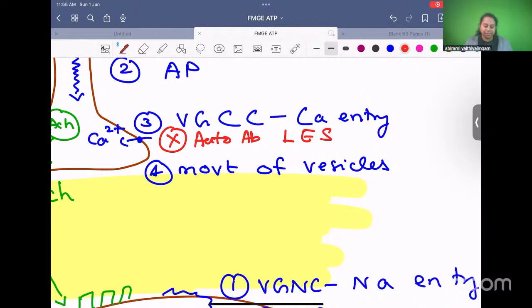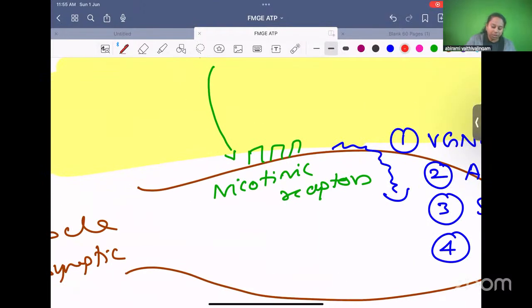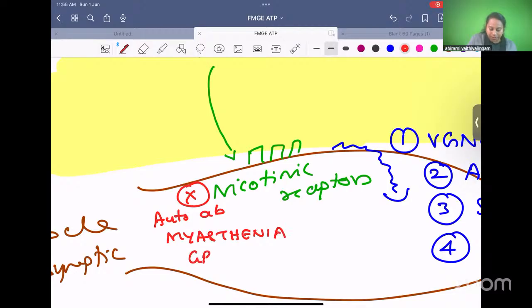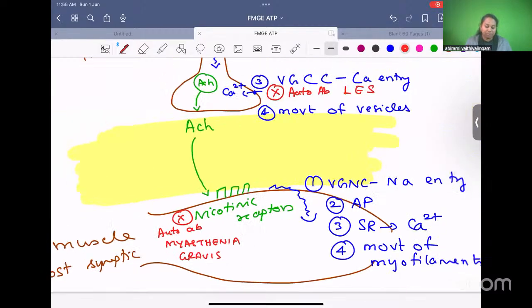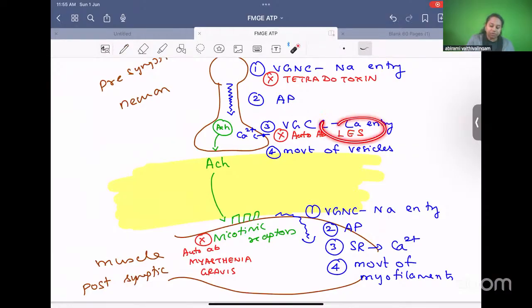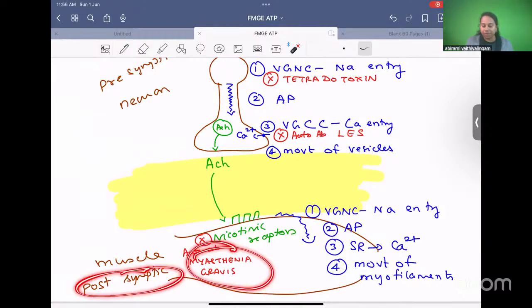It's a presynaptic disease. What is the postsynaptic equivalent of this? If you have autoantibodies against the nicotinic receptor. Excellent. This is called myasthenia gravis. So please remember, Lambert-Eaton syndrome is a presynaptic disease, whereas myasthenia gravis is a postsynaptic disease.